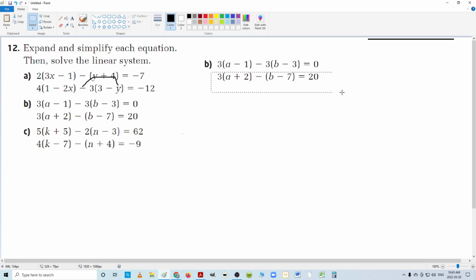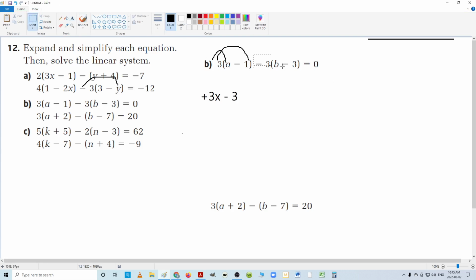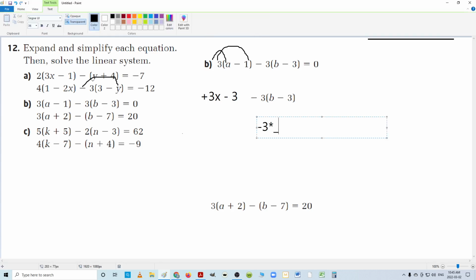So the goal is always to go step by step, right? So we're going to do this one first. It's plus 3 times a, plus 3 times minus 1. Well, plus 3 times a is plus 3a, and plus 3 times minus 1 is minus 3. And then over here, you just think of it as separate. It's going to be minus 3 times plus b, and minus 3 times minus 3. I can see here that I have a plus and a minus, so it's going to become minus 3b. And here I have a minus and a minus, so it's going to become plus 9.